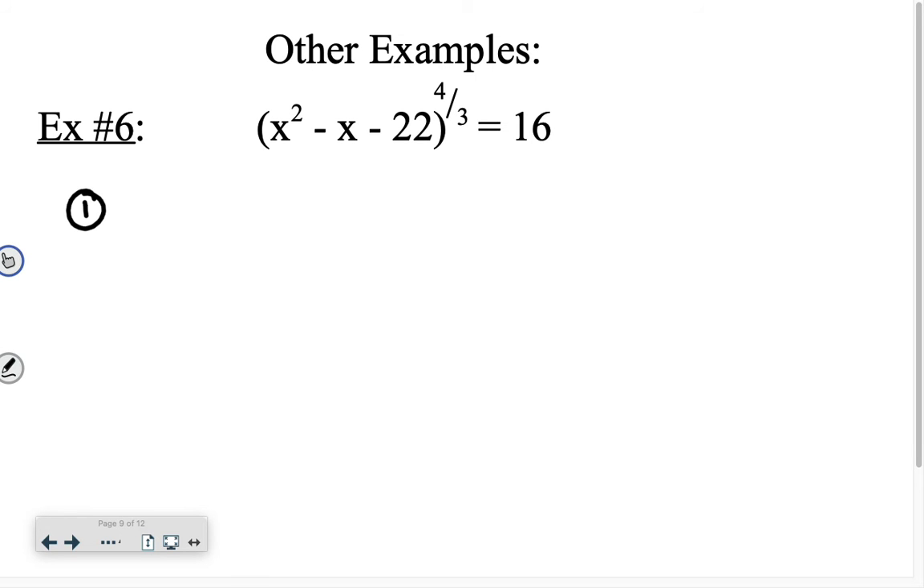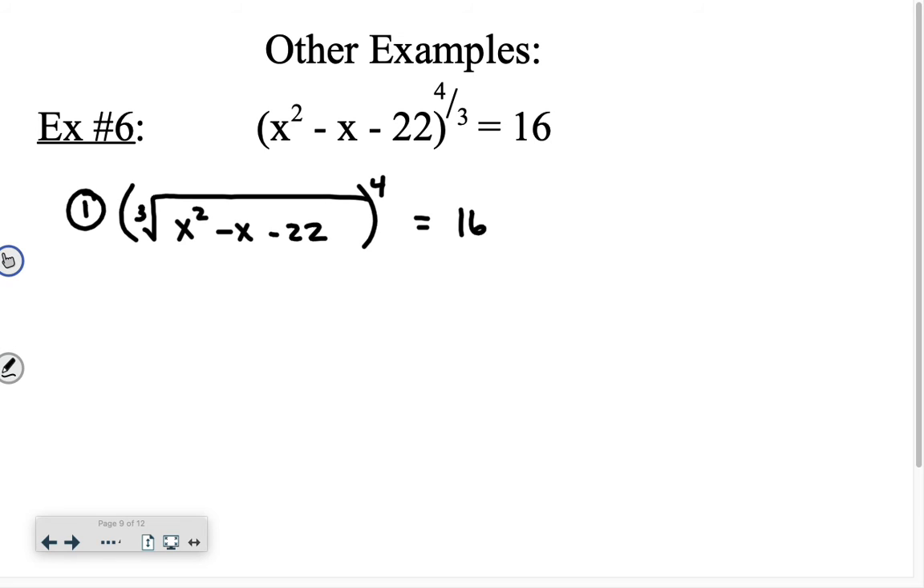I'm going to rewrite this as a radical and think about what we've already done. So we said the bottom number is the root. So I'm going to write this as the cubed root of all of this stuff, x squared minus x minus 22. We said the top number is the power. All of that raised to the 4th power. So that's the exact same equation, just in radical form versus exponent form.